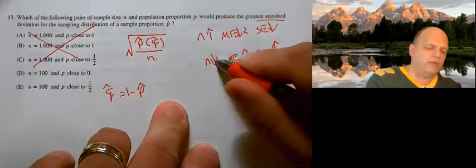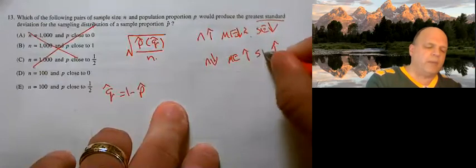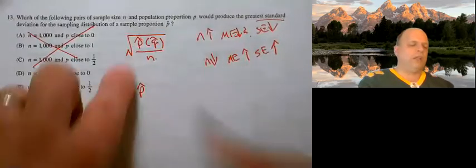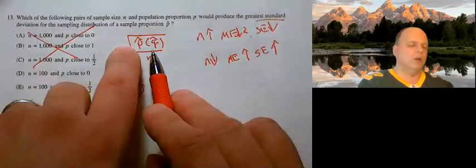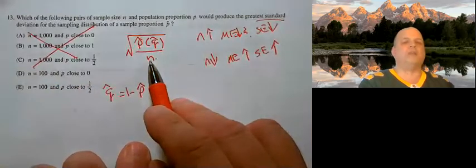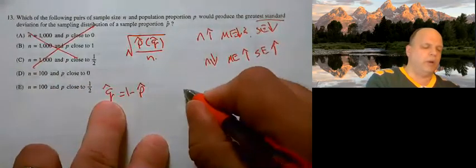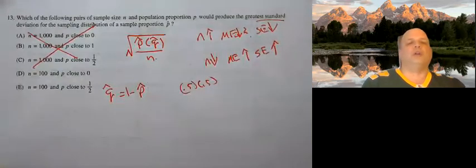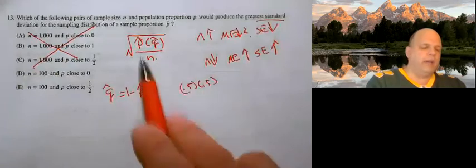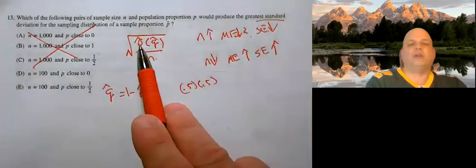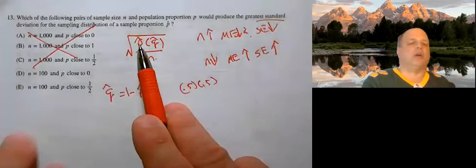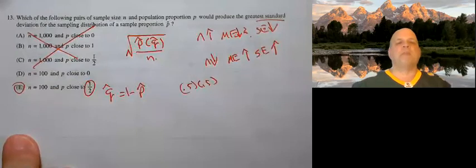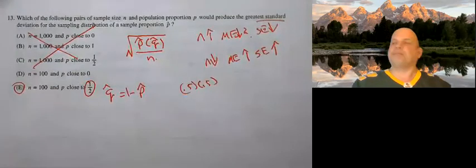I mean, as n goes down, my margin of error goes up, and my standard error also increases. Okay, I want the largest numerator possible. Well, the largest numerator possible we know is 0.5 times 0.5. So as p hat gets closer and closer to 1/2, we end up with the largest standard deviation. So this is the one that we want. Okay, so 13 is E.